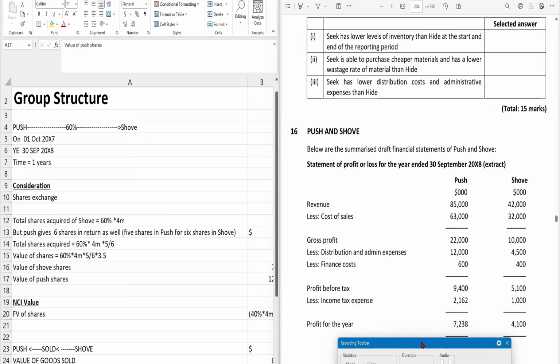So in today's video, we will do one long question and this is from the F3 paper. This is for the F3 paper and the question name is Post and Solve.